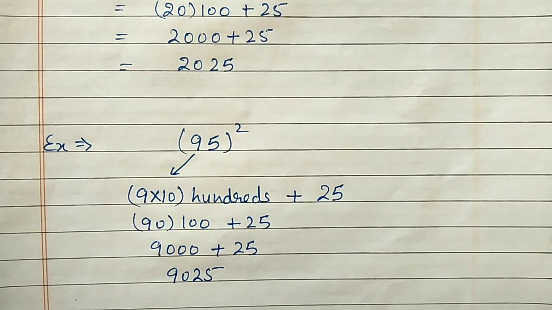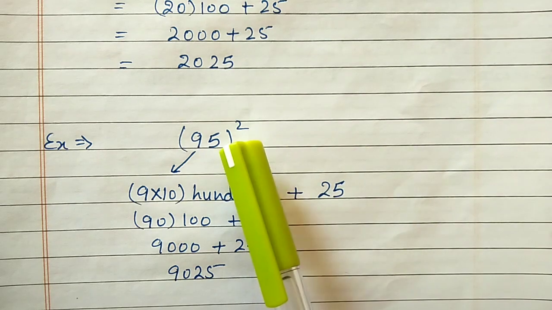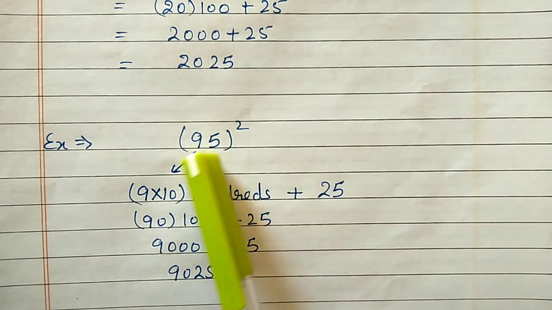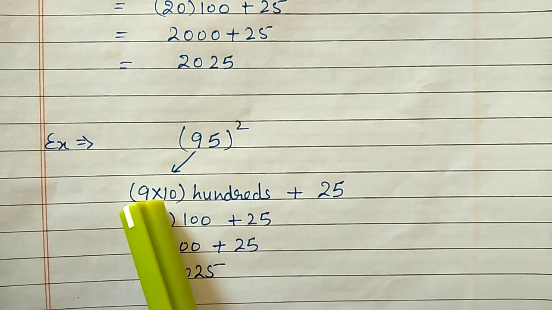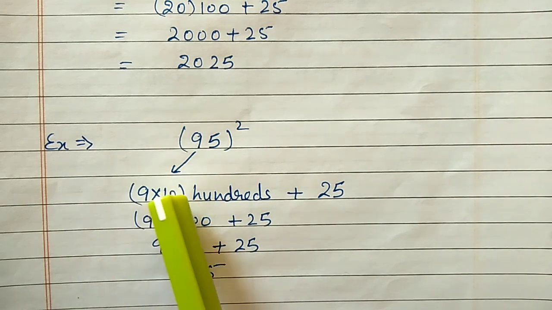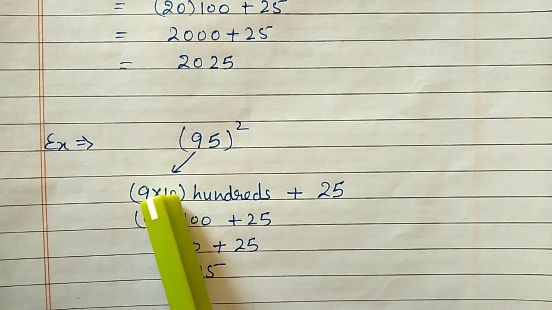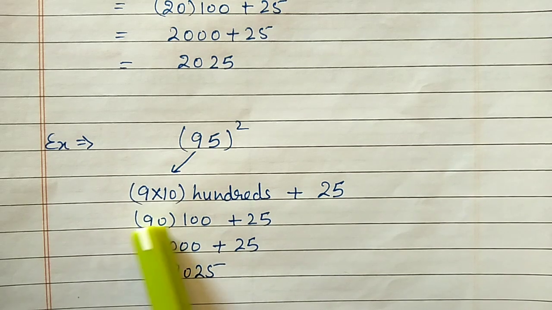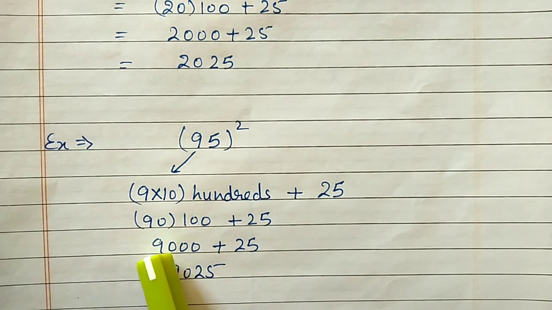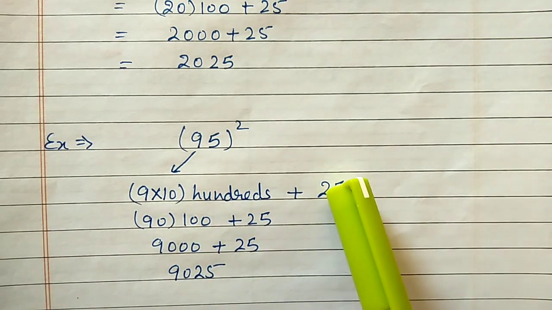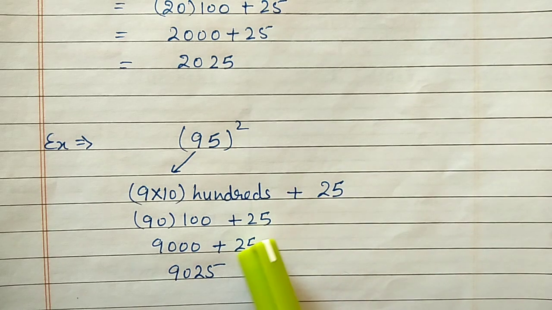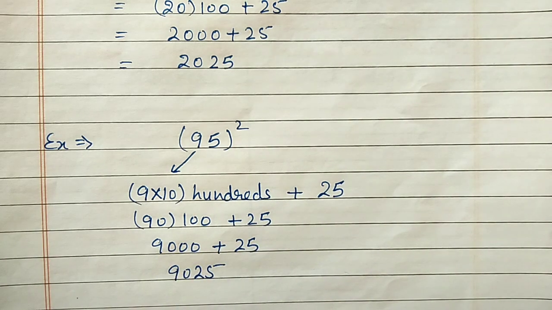One more example you can see. Suppose we have 95 whole square. So 5 square will become 25. Now this starting number 9, multiply with the next number. After 9 we have 10. So 9 into 10 and 100. 90, 100. So 9000 plus 25. The last two places will always be 25. The answer will be 9025.